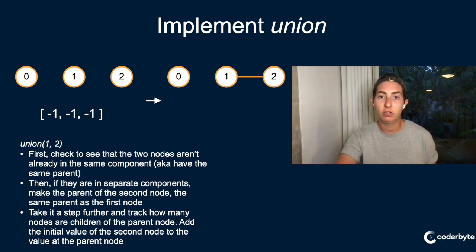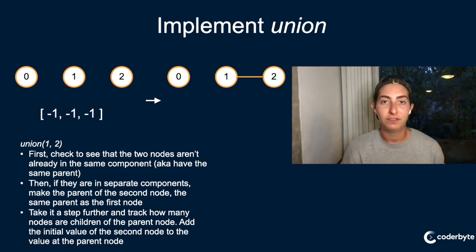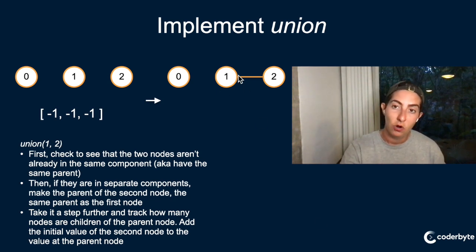So let's say we want to call union between the two nodes 1 and 2. The first thing we do is we need to find. And what does find do? Find is going to return the parent of every component, every node. So we're going to call find on 1. What's 1's parent? It's 1.